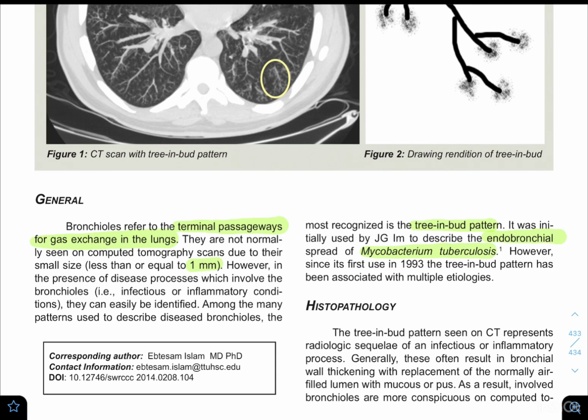However, since its first use in 1993, the tree in bud pattern has been associated with multiple etiologies. It means it has multiple etiologies, but first it was described for the endobronchial spread of Mycobacterium tuberculosis.